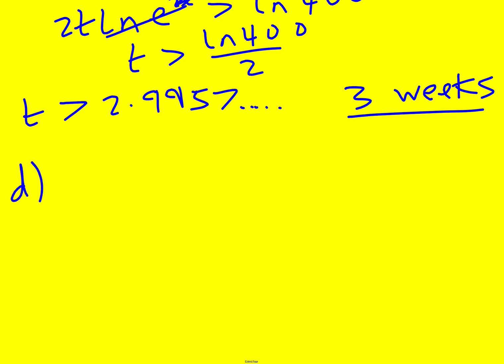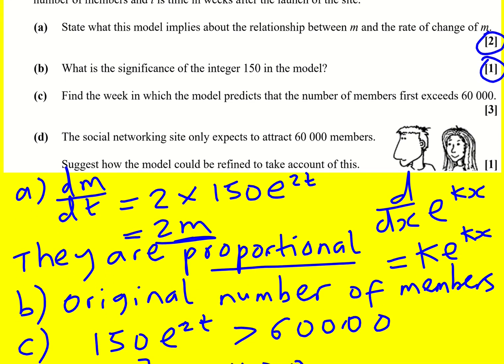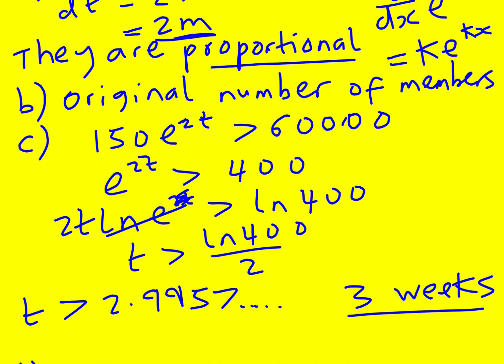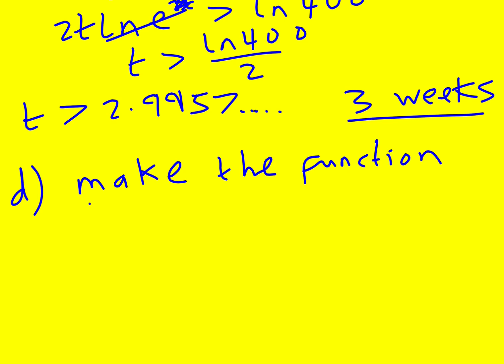For part D, the social networking site only expects to attract 60,000 members. How can we refine the model? This is only 1 mark. At the moment, we've got an exponential model that's going to keep increasing forever. So basically, we need to make the function constant when it reaches 60,000.